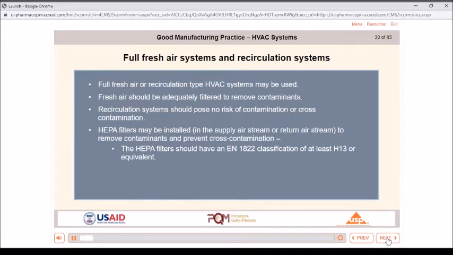Full fresh air systems and recirculation systems. Full fresh air or recirculation type HVAC systems may be used. Fresh air should be adequately filtered to remove contaminants. Recirculation systems should pose no risk of contamination or cross-contamination. HEPA filters may be installed in the supply airstream or return airstream to remove contaminants and prevent cross-contamination. The HEPA filters should have an EN 1822 classification of at least H13 or equivalent.